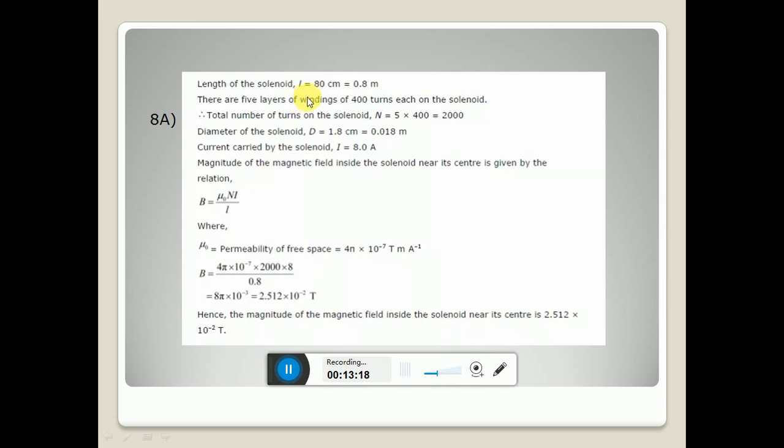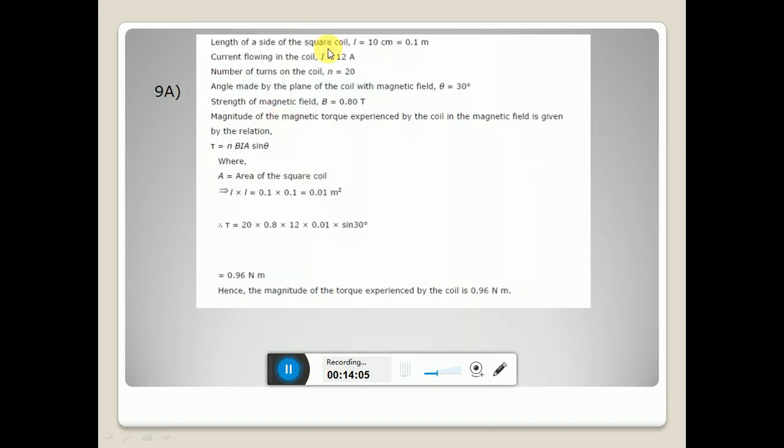Eighth one: length of the solenoid is given as 80 centimeters, so 0.8 meters. 5 layers, each of 400 turns, so total number of turns will be 2000. Diameter of the solenoid is given as 1.8 centimeters, so 0.018 meters. Current carried in the solenoid is 8 amperes. Here we can use the equation B is equal to mu naught N I by L, or mu naught n I with small n. Any one equation you can use and you will get the answer 2.512 into 10 power minus 2 Tesla. This is the answer for the magnetic field at the center of the solenoid.